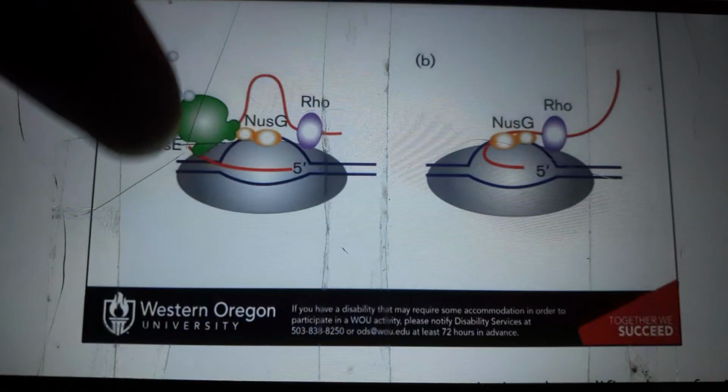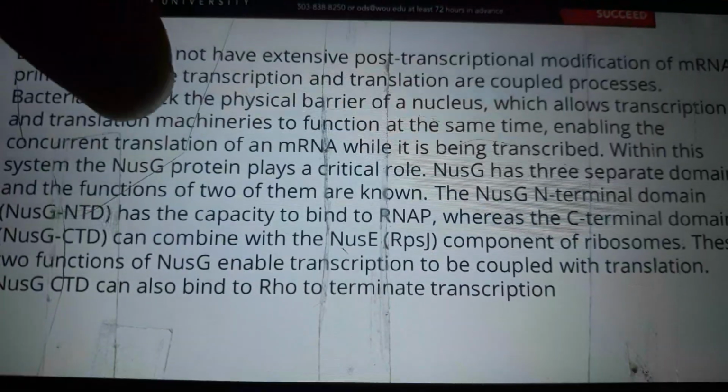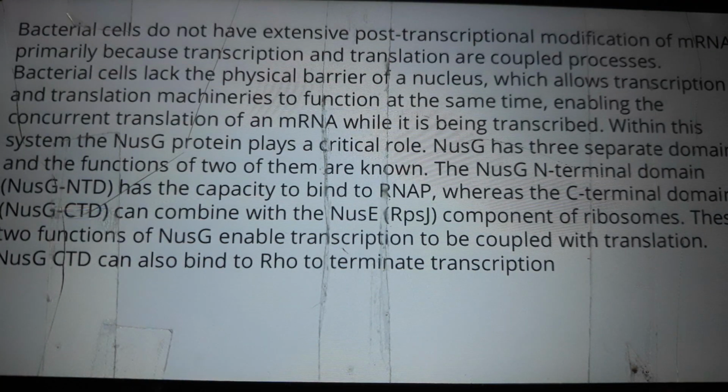Prokaryotic mRNA processing. Bacterial cells do not have extensive post-transcriptional modifications of mRNA, primarily because transcription and translation are coupled processes. Bacterial cells lack the physical barrier of a nucleus, which allows transcription and translation machineries to function at the same time, enabling the concurrent translation of an mRNA while it is being transcribed within the system.